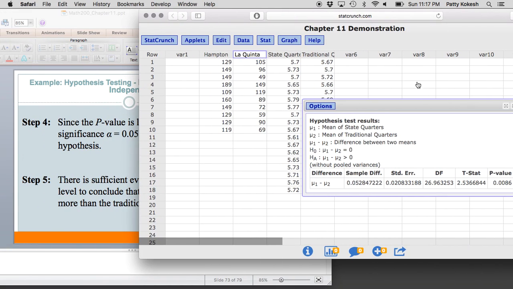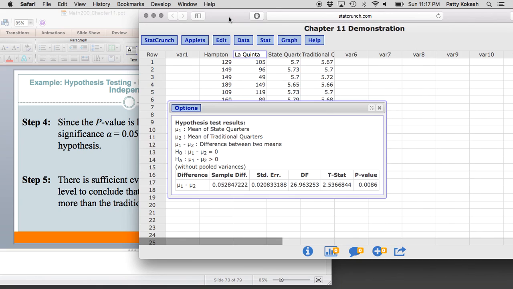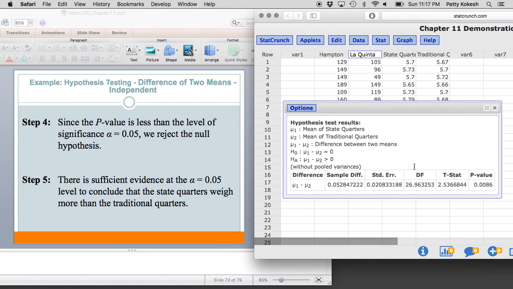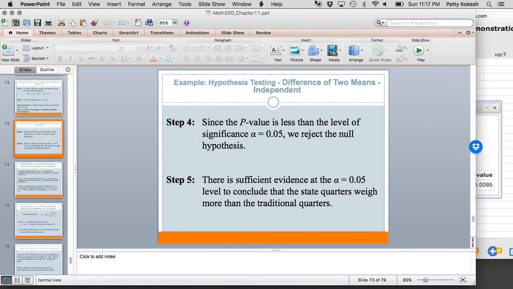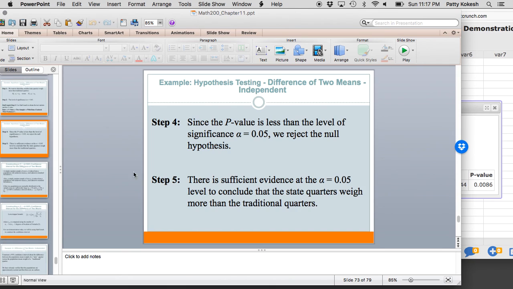If we take a look at what I'm given, let me move this over. I have a test statistic of 2.54-ish with a p-value of 0.0086, which is pretty small. So the p-value in this case is going to be less than alpha. So we're going to go ahead and reject our null hypothesis. So we can actually conclude that there is sufficient evidence at the 0.05 level to conclude that state quarters do in fact weigh more than a traditional quarter.